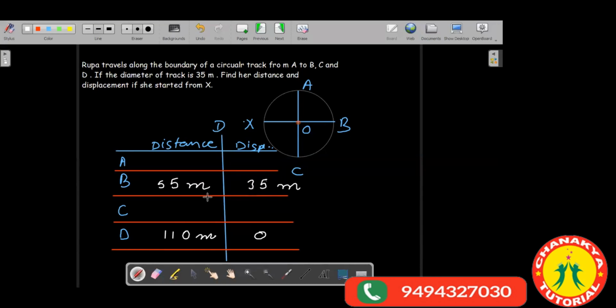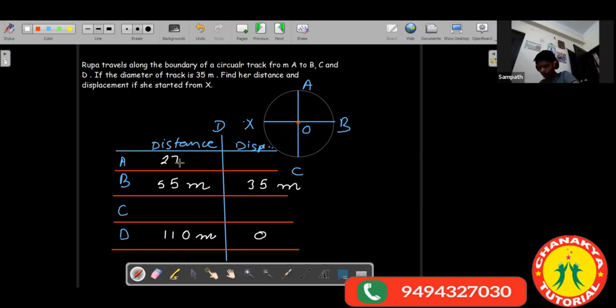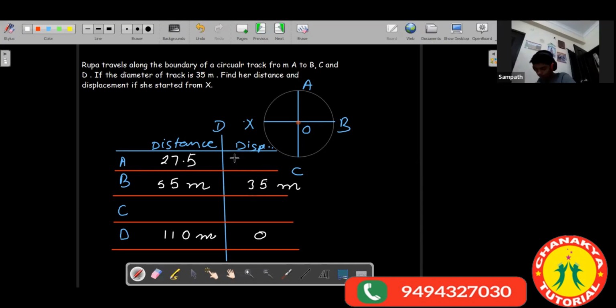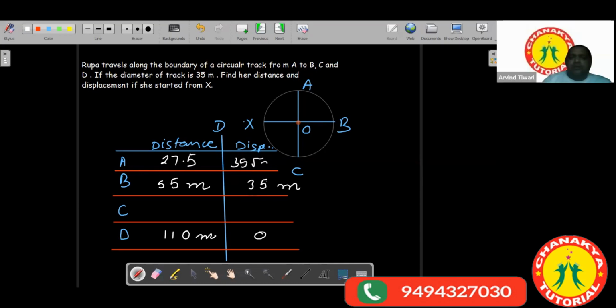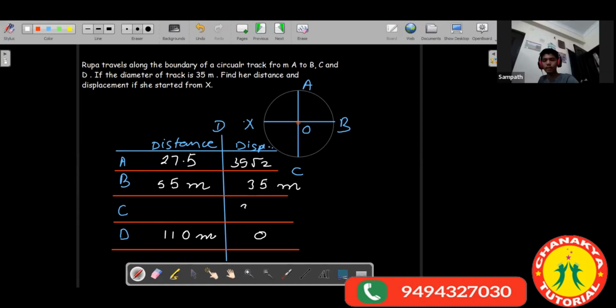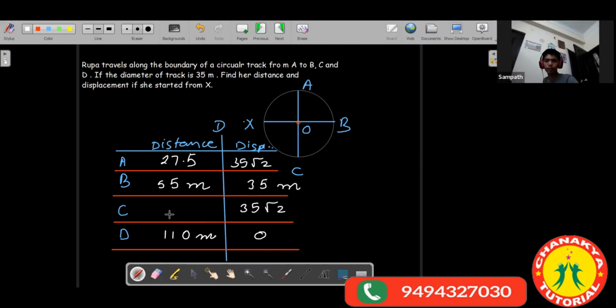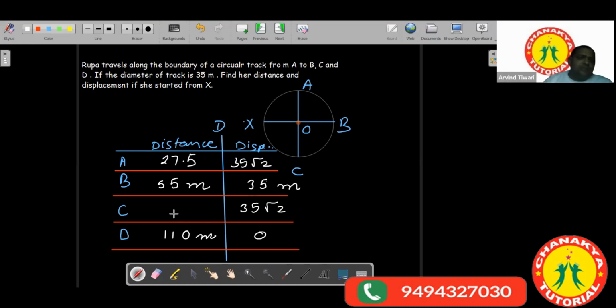Okay. Sir, A will be 27.5, then C will be 82.5. This is 27.5. Okay, and that one will be, sir, 1 minute. Okay, this one is 35 root 2. Yes, sir. This one is also 35 root 2. Sir, this is 82.5. How much? 82.5. Okay, you get here 82.5 meters. Okay. So everyone has understood about distance and displacement.